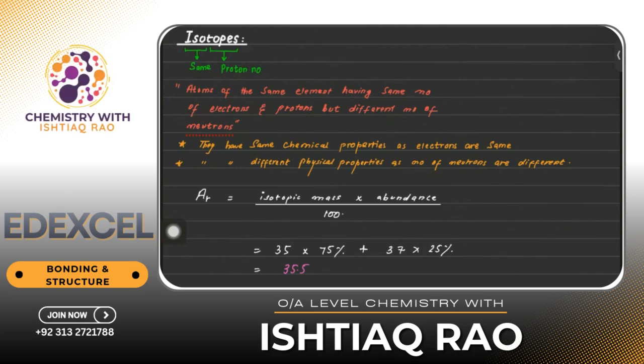They have the same chemical properties and different physical properties, so you must know the reason why. Chemical property is due to the number of electrons. And you are very familiar with this relation.